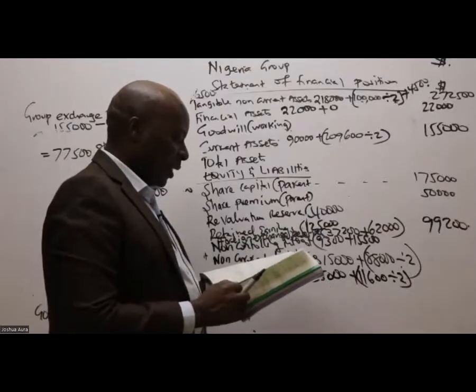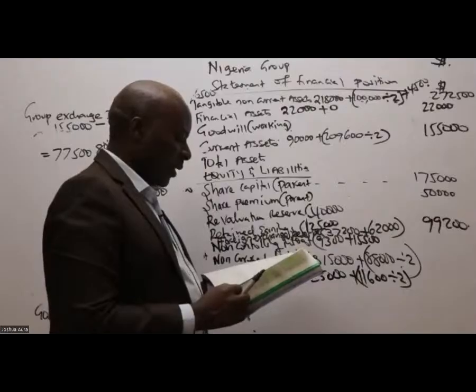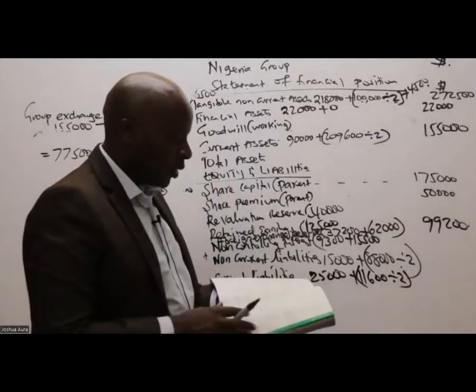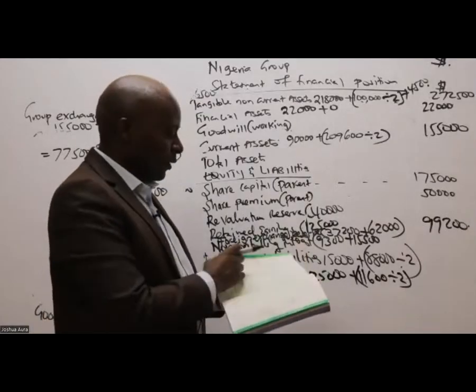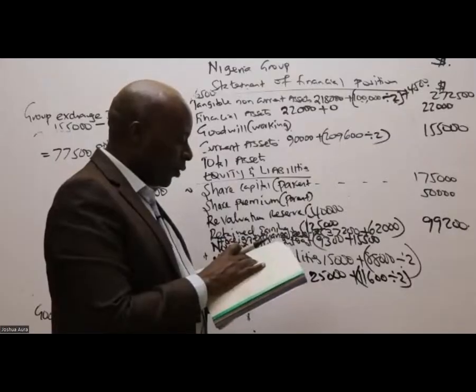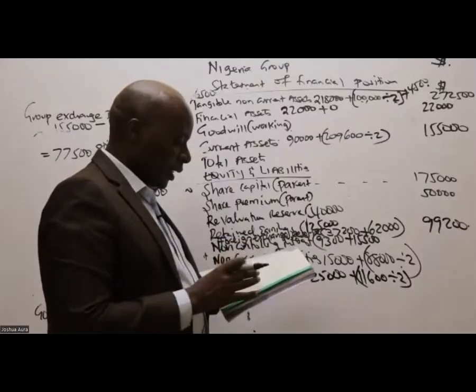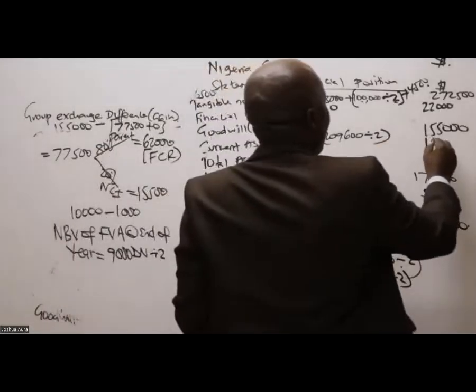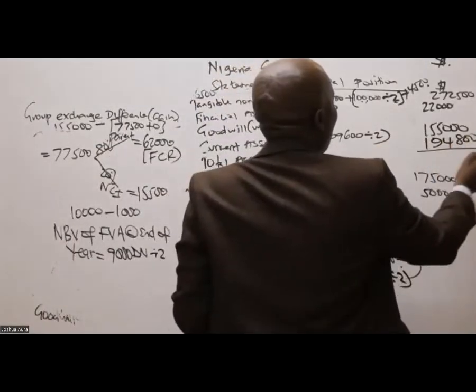Is there somebody who is able to give us the current assets? They say 194,800. Current assets is 194,800. So come and give me the total.